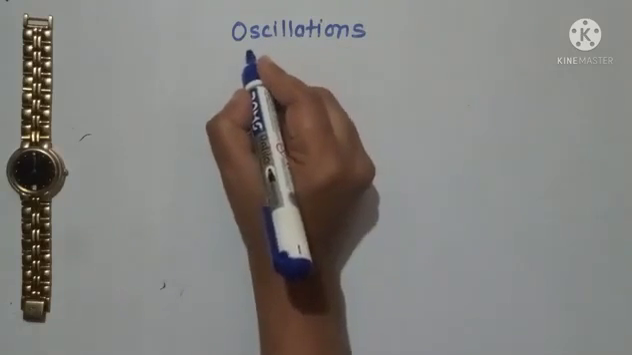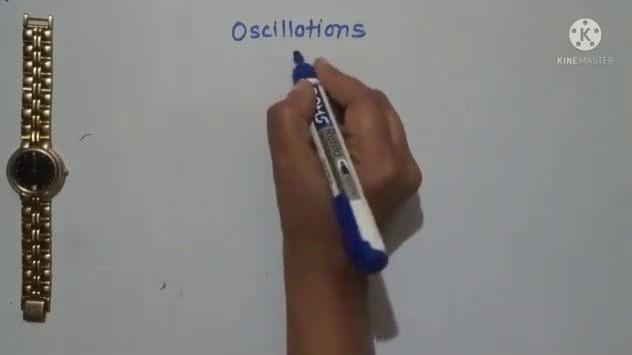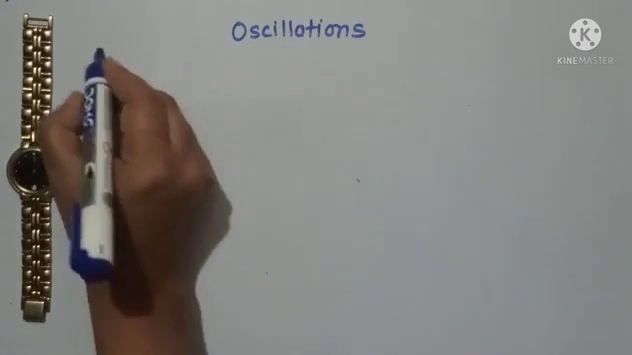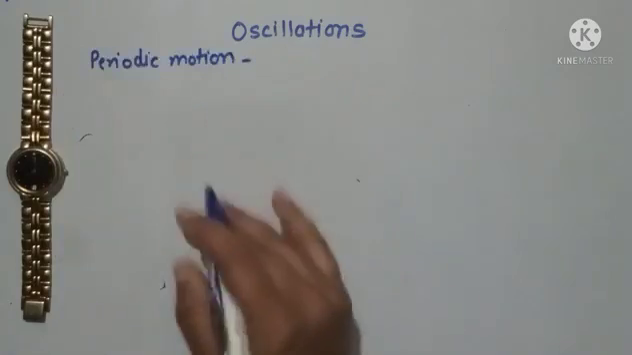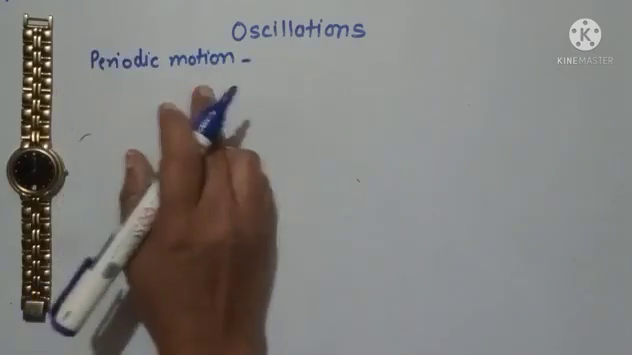Today we are going to start with a new unit, which is oscillation. Before going to oscillation, you must know what is meant by a periodic motion. A motion which repeats itself after a particular time interval is called a periodic motion.